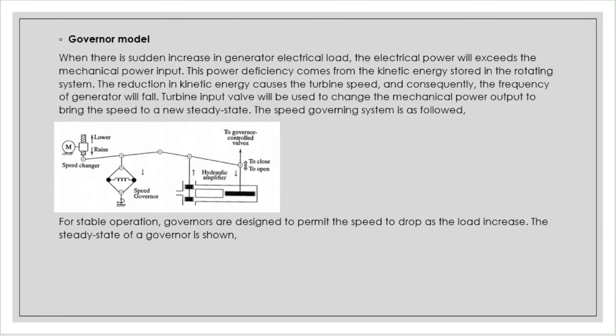Governor model is the important part of this project since governors are designed to permit the speed to drop as the load increases. When there is a sudden increase in generator electrical load, the electrical power will exceed the mechanical power input. This power deficiency comes from the kinetic energy stored in the rotating system. The reduction in kinetic energy causes the turbine speed, and consequently the frequency of the generator, to fall.